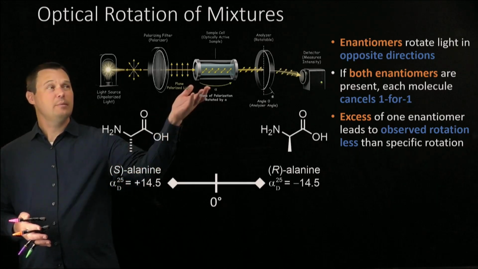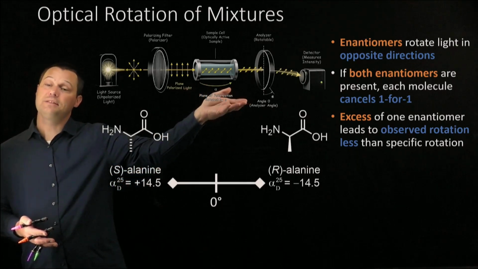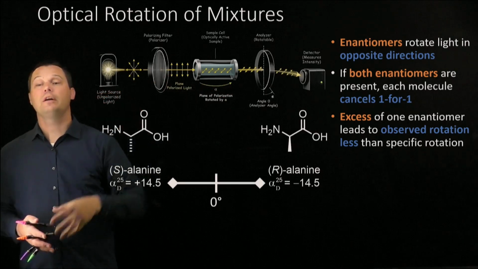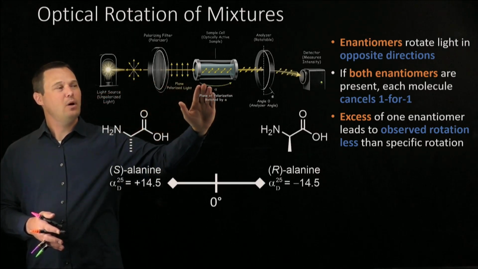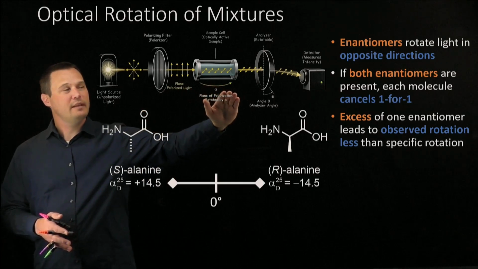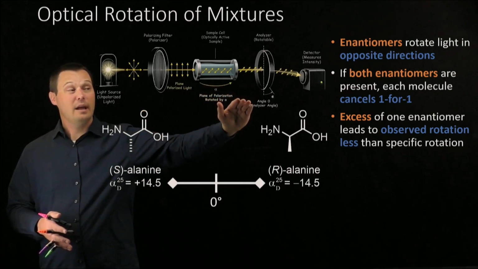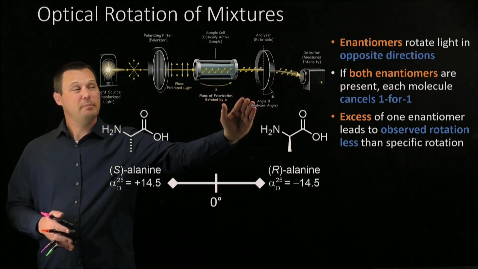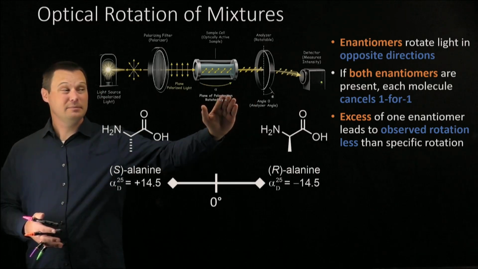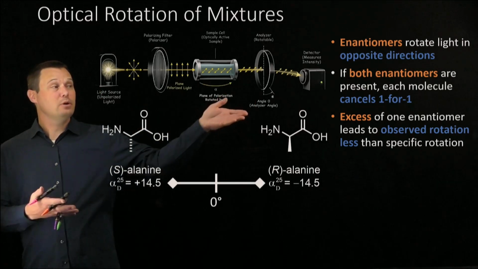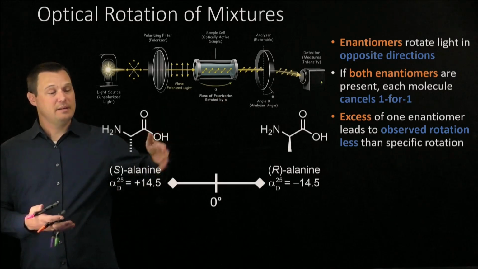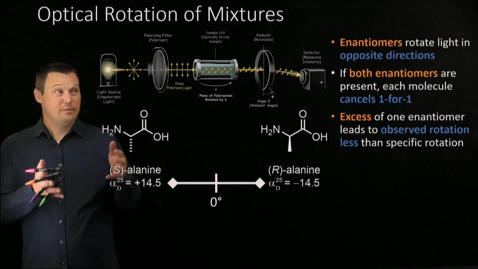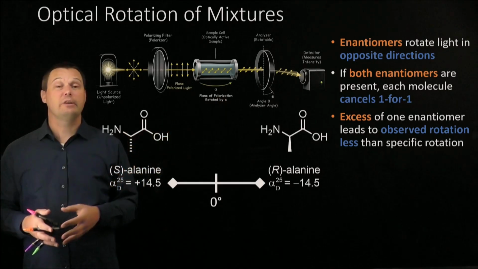Let's imagine my sample is composed mostly of the S enantiomer, with a little bit of the R enantiomer mixed in. As the plane polarized light passes through that sample, all of the S molecules will rotate that light in the clockwise direction, and the few R molecules will rotate it back in the counterclockwise direction, but only slightly. So at the detector, the overall result is still a positive observed rotation, but not as positive as the pure enantiomer would be. And from that concept, we get three very powerful rules.